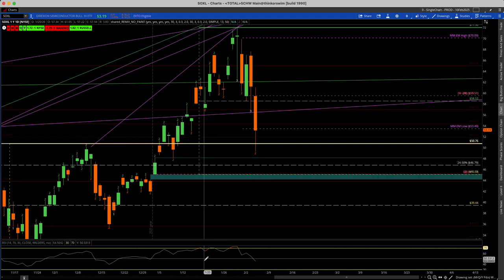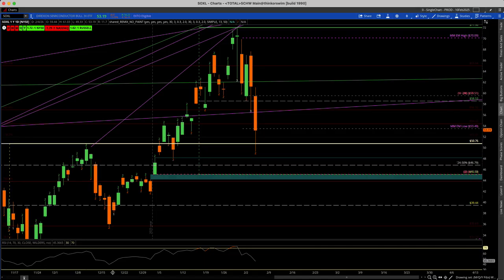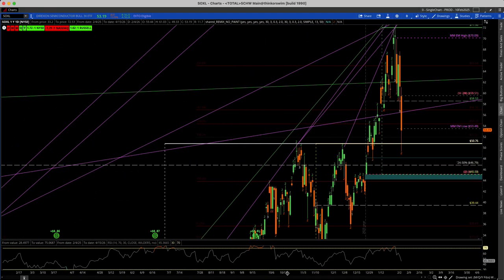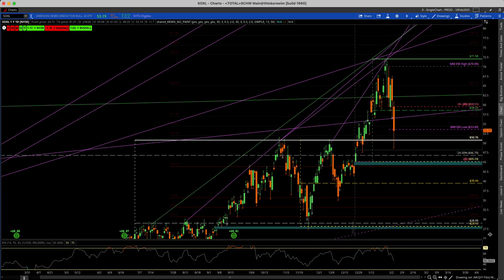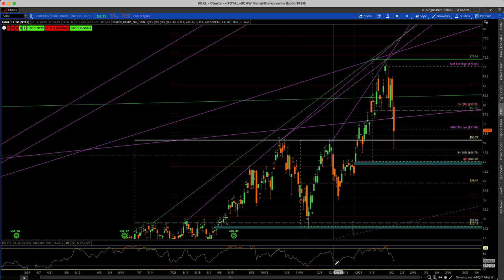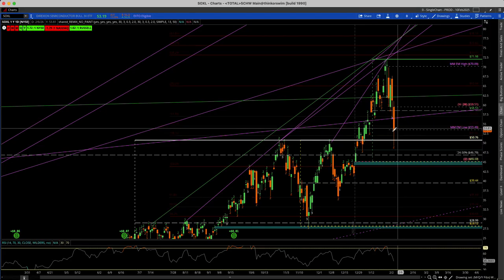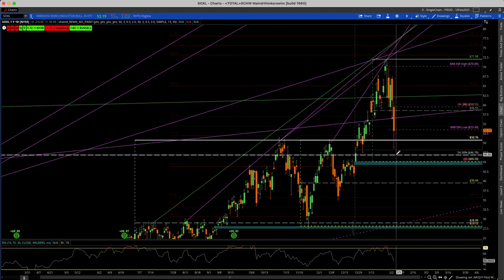So you can see on the RSI, still not oversold yet. So we'll see how things continue to go. Even in times where we've bounced without being totally oversold, we were down further than we are now. So it's perfectly reasonable to expect a further pullback, right?